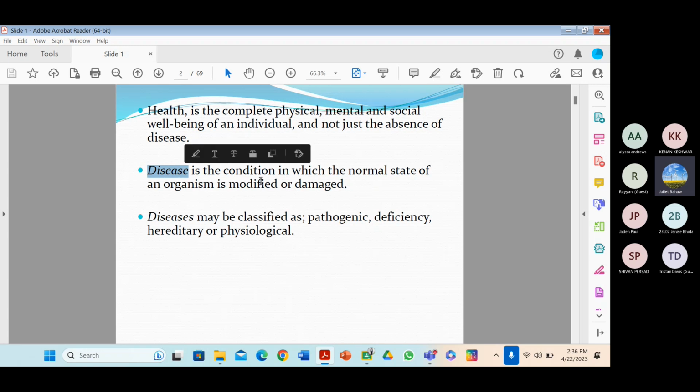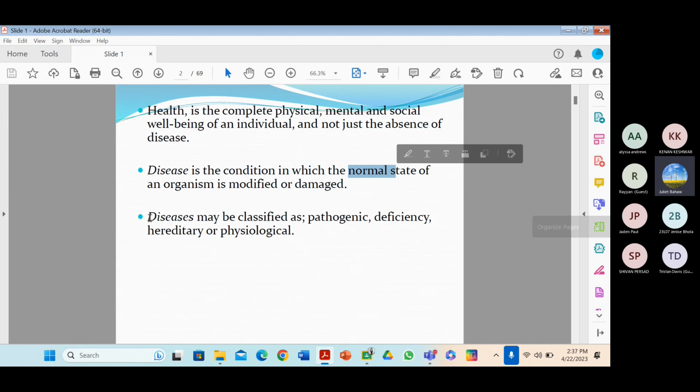Disease. Disease is a condition in which the normal state of the organism is modified or damaged. Now, disease is not a result of an injury. If you were injured in an accident, that's not a disease. That's basically a result of, you know, you fell or something very spontaneous. But disease is something in your body that is not in a normal state.